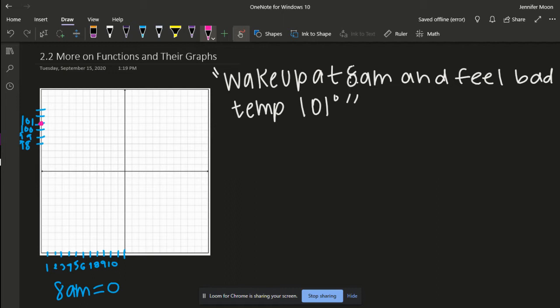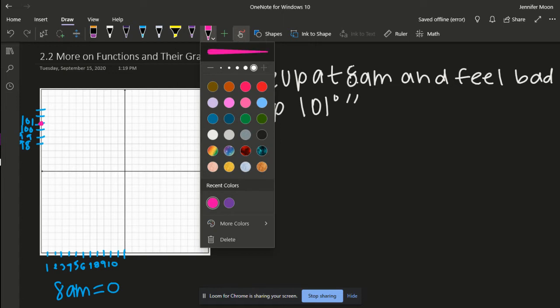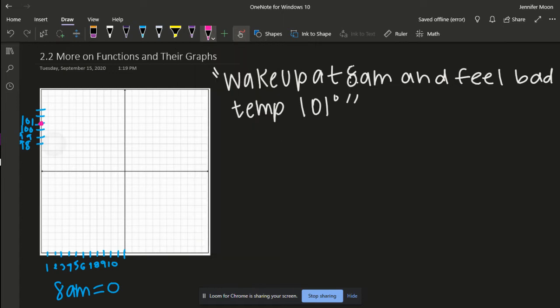Okay, so from 8 a.m. to 10 a.m. I started to feel a little bit better. My temperature actually went down to 98 degrees at 10 a.m. So 10 a.m. would be 2 hours after 8 a.m. So I would go to my 2, and then my temperature went down to 98 degrees, which is right there. Maybe when I draw the line, it should be thinner though. So from 8 to 10 a.m., my temperature started going down.